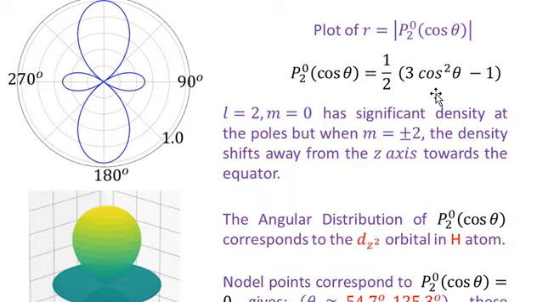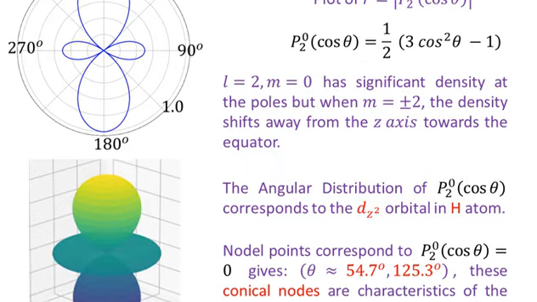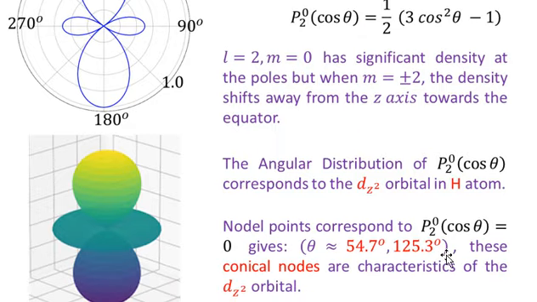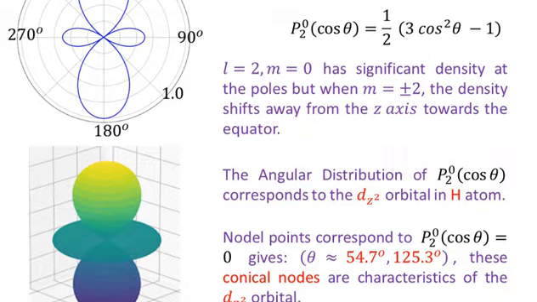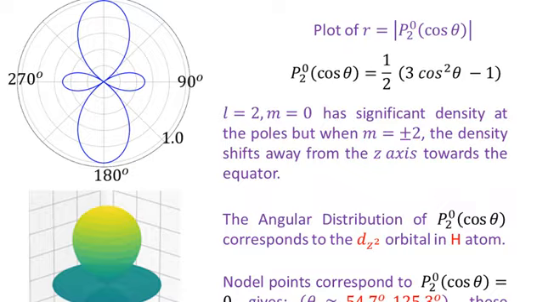plus or minus the square root of 1 over 3, and solving that you will get two values of theta. One will give you a value of 54.7 degrees. The other will give you the value of 125.3 degrees. These two values correspond to the nodal lines which pass through the center of this picture, that is the polar picture. Now we are going to move to the next case.